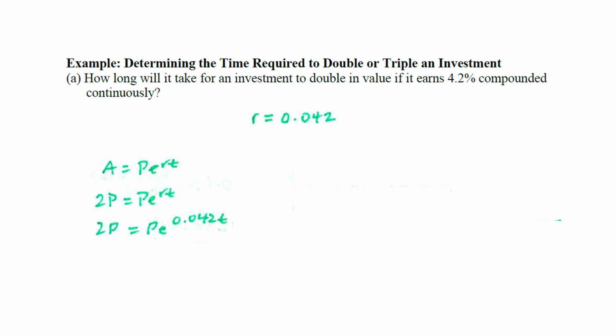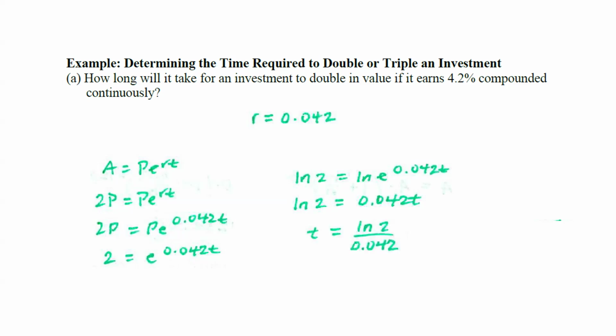Now we want to find t. We want to know how long it will take for an investment to double. So we'll first divide both sides by P. Then, in order to get our variable out of the exponent, we can apply the natural log to both sides. We can then move the power to the front of our natural log of e, which then eliminates the natural log of e because that equals 1. Divide both sides by 0.042. We'll enter that value in our calculator and we will get 17. So it will take about 17 years to double the investment.